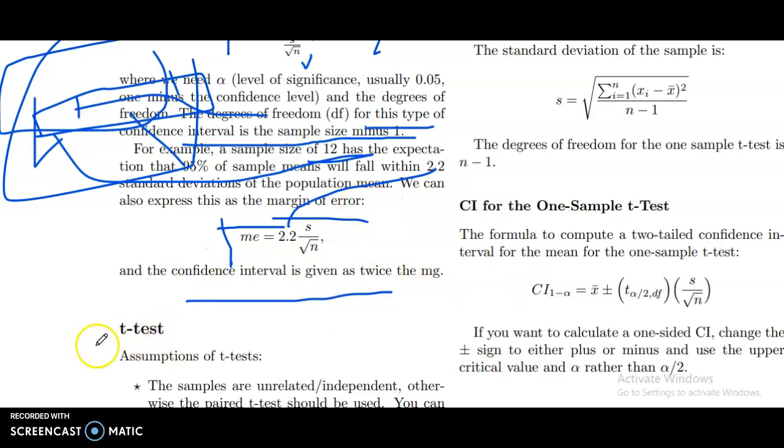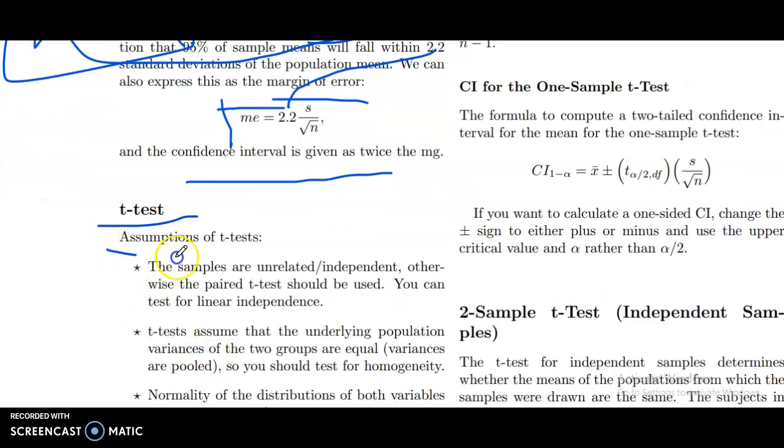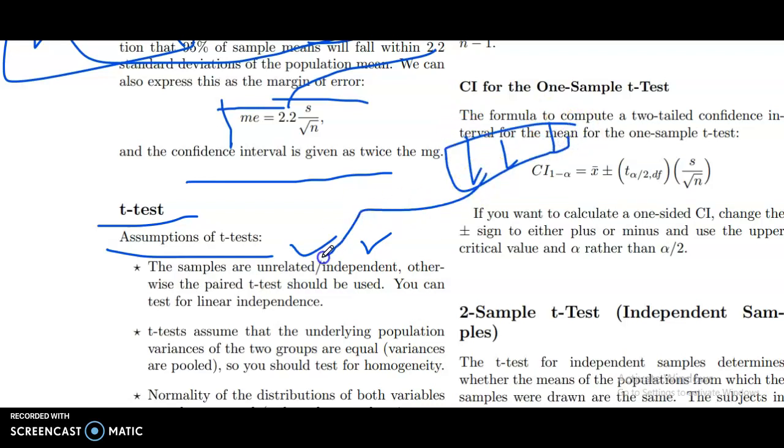And the confidence interval is given as twice the margin of error. Okay, assumptions of the t-test. The samples are unrelated or independent. Otherwise the paired t-test should be used. You can test for linear independence.